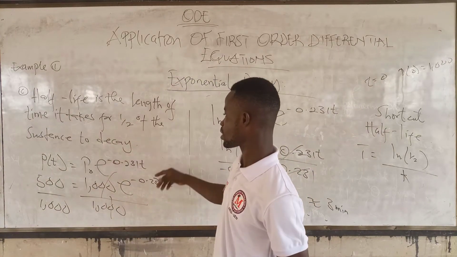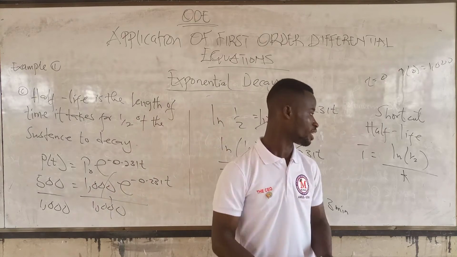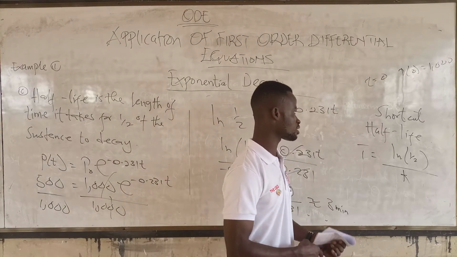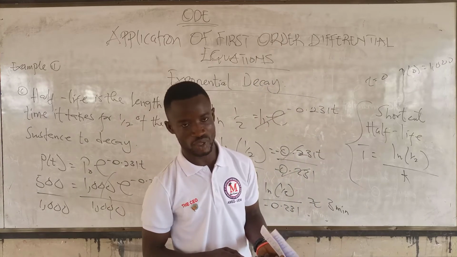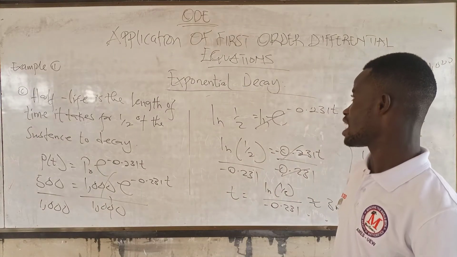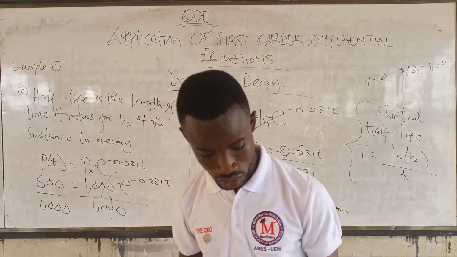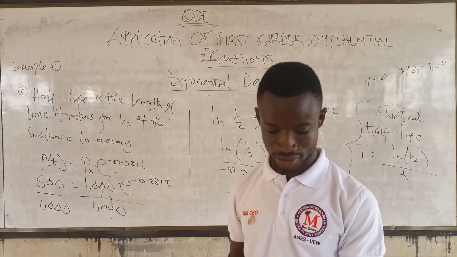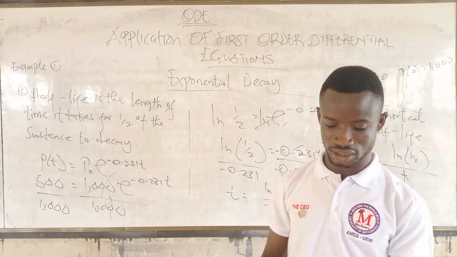Here you can see that from the question, the constant is negative 0.231, and that is where you are going to end. So this is another short method of getting the half-life. Thank you. We are now done with exponential decay. There are a lot of questions, and I would like you to go and look for some and solve them. Very good. Let's move on.